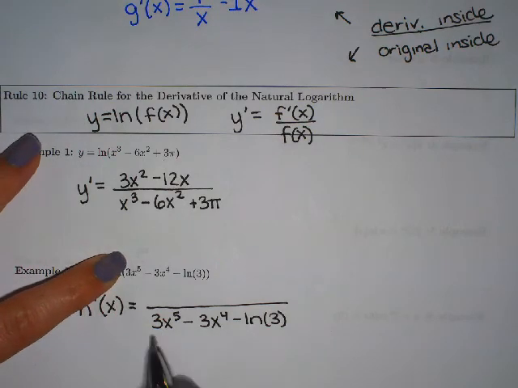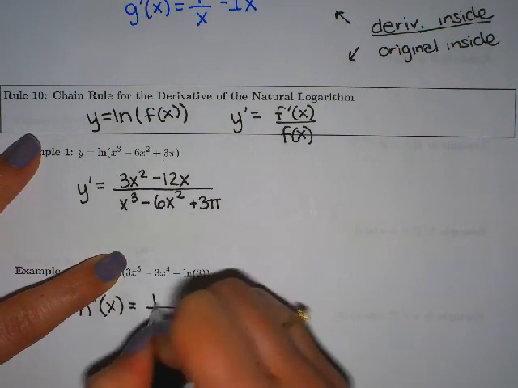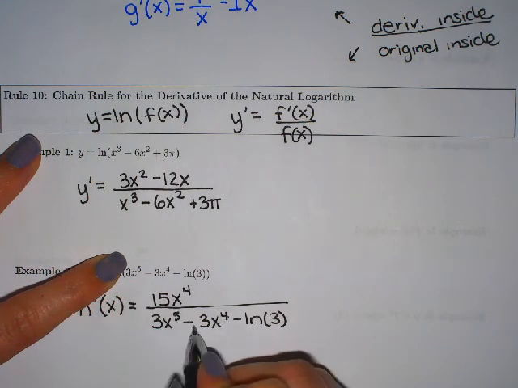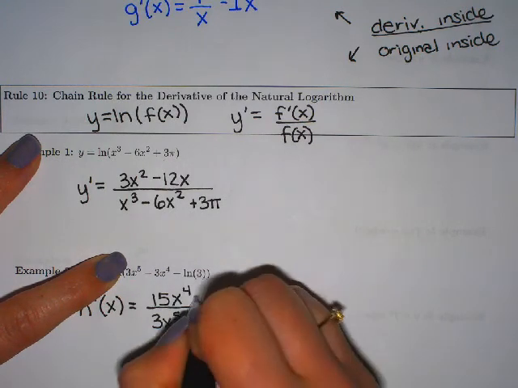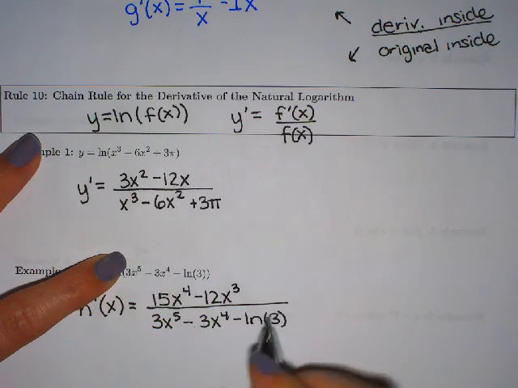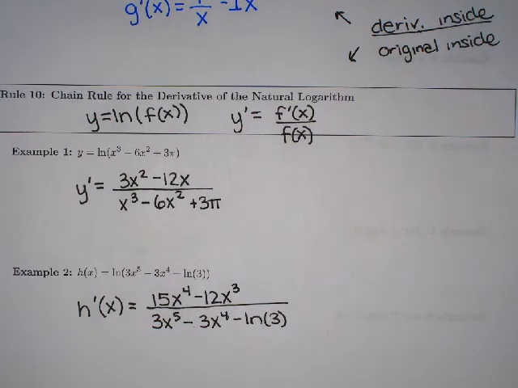So derivative of 3x to the 5th, bring down the 5 times 3 is 15. X to the 4th, bring down the power again. 4 times negative 3 is going to be a negative 12. X to the 4 minus 1 is 3. And then the derivative of ln of 3 is a constant, so it is 0. So that's rule 10 out of 10.